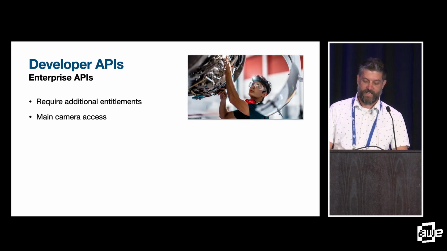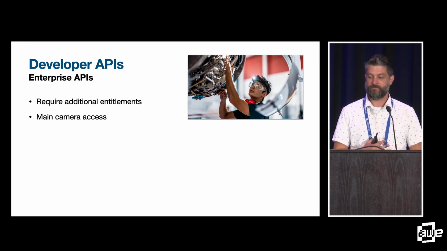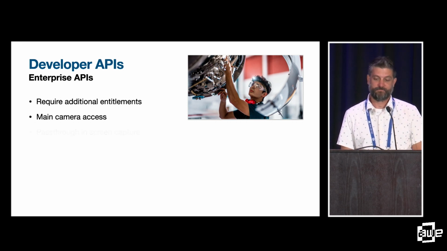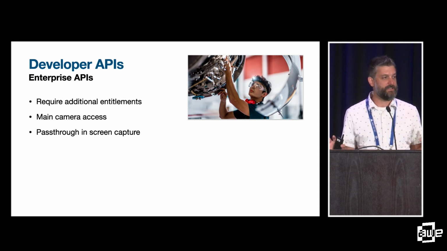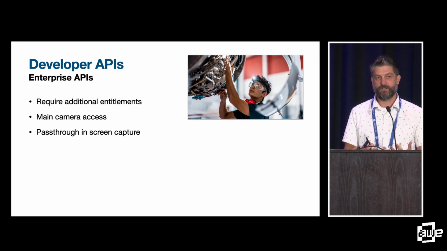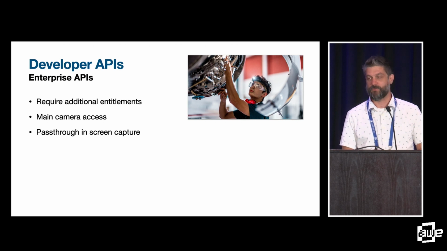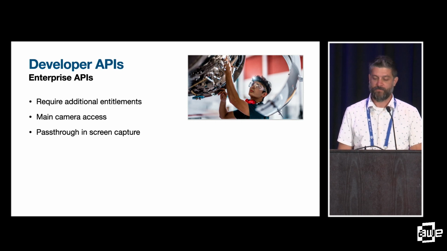The first one is main camera access. So you can get full access to the camera's video feed, and this could be used, for example, on a production line using a computer vision algorithm to detect anomalies. There's also pass-through in screen capture. So when you're using the screen capture APIs, currently when you do that, you can see all the windows, but the pass-through video is just completely blacked out. And so with this enterprise entitlement, you can now use screen capture and capture everything that the user is seeing. And so this could be used when you're trying to remotely troubleshoot something. You can send exactly what that person is seeing through the screen capture.